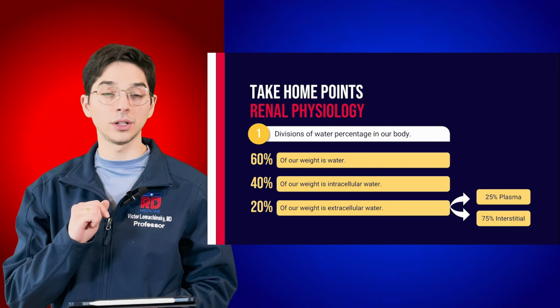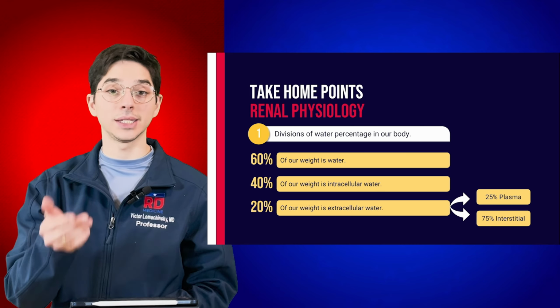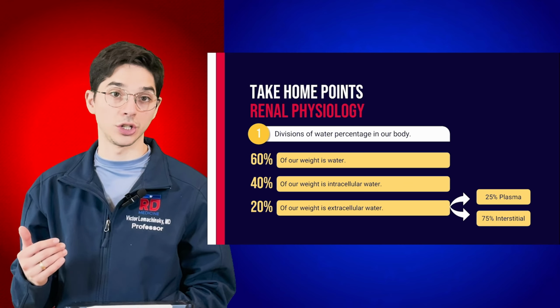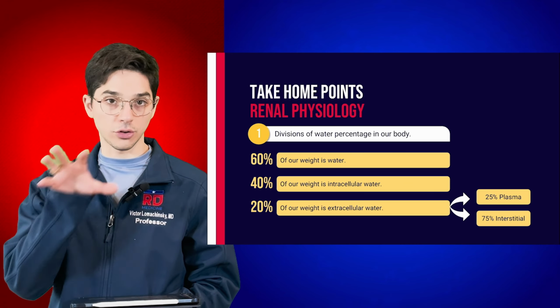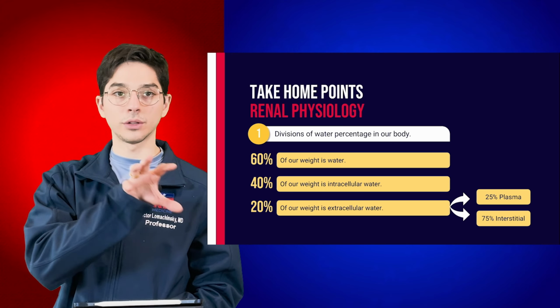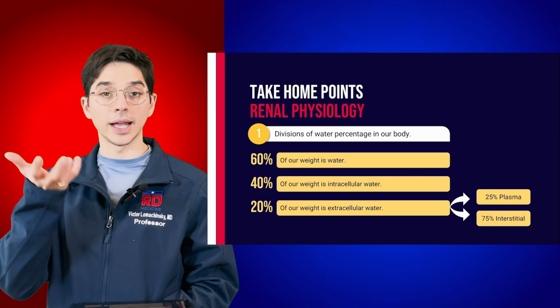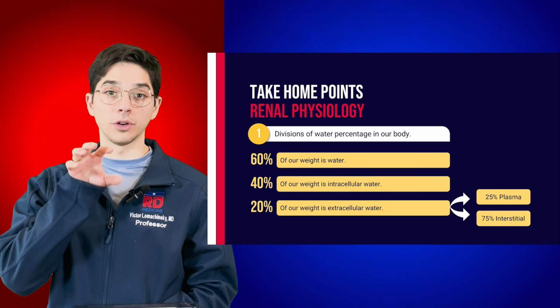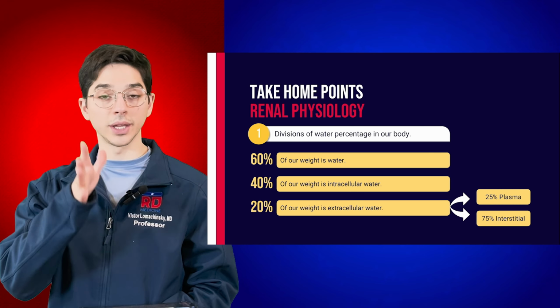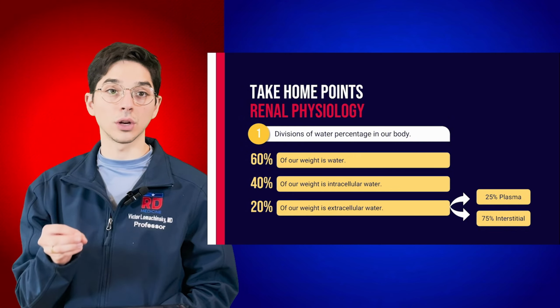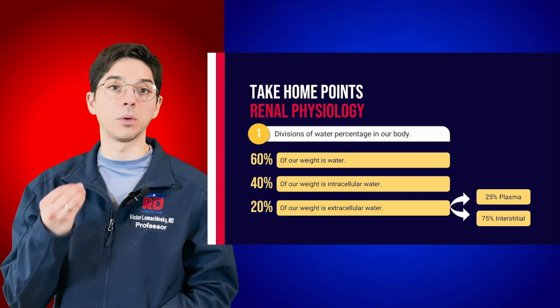Now, extracellular is 25% plasma and 75% interstitium. So, two major divisions, intracellular versus extracellular. Extracellular is further divided into volume that stays in the plasma and volume that stays in the interstitium. Those are the things that we call fluid compartments.